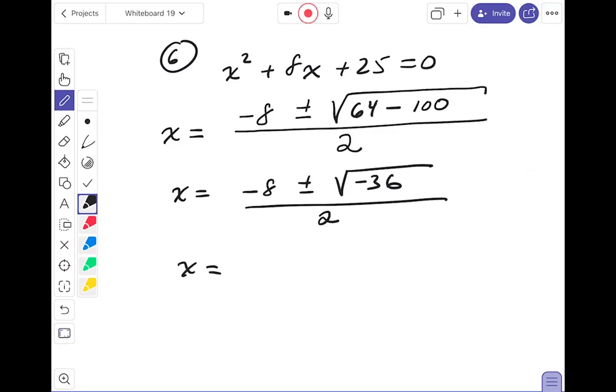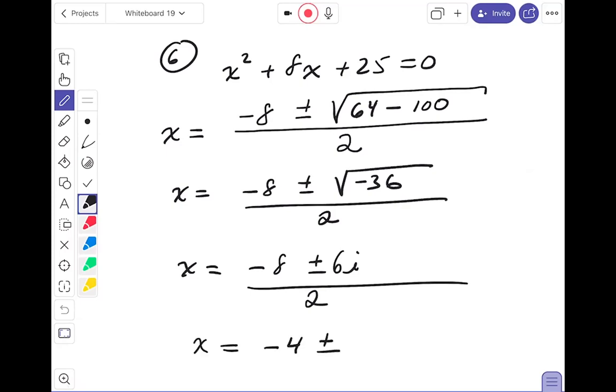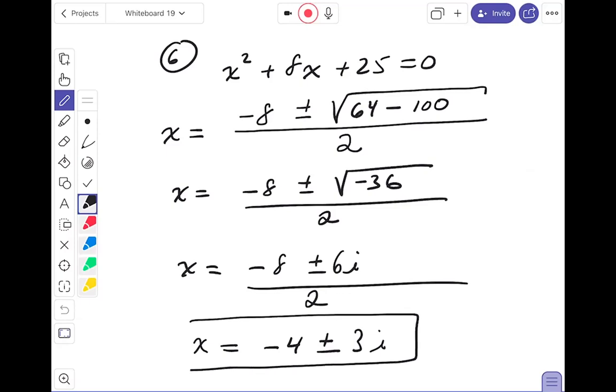X is -8 plus or minus, well, I do see the -1, so it's i, and the square root of 36 is 6. So 6i over 2. I'm going to divide now, and you're going to get -4 plus or minus, I'm dividing by 2, by the way. 2 goes into 6 3 times. What do you see? Look at the answer key, and you're staring at it. It's really that simple. All right, I'm going to put this down.